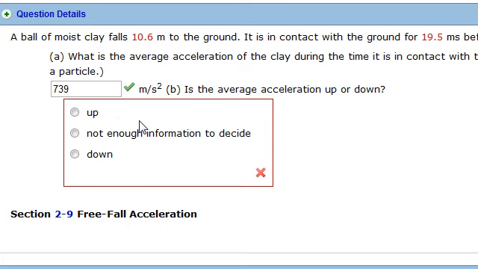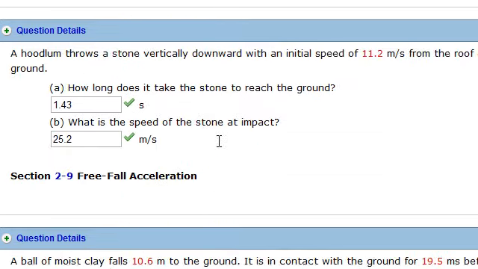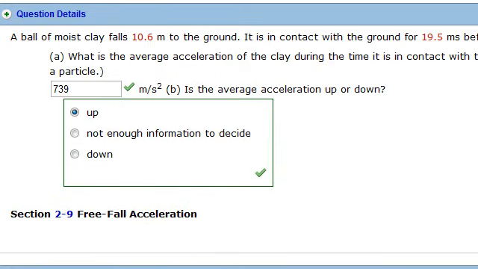Well, it was going down to begin with. So if it was going down at the beginning and it ends up with 0 velocity, not going up or down, it must have had some upward acceleration. So that's what I'm going to select. And of course I'm sure that is right. So okay, fantastic, there we go.